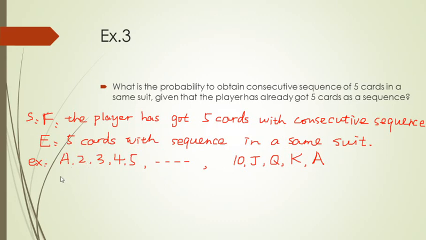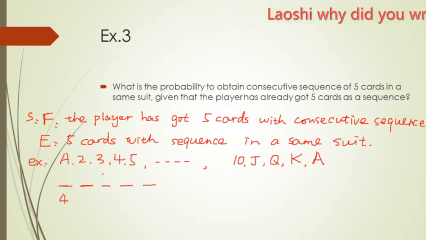So for example, for the Ace, that means you have 5 cards here. If you decide the first card is an Ace, you can have 4 different suits to choose from, right? You can have your diamond Ace, your heart Ace, like that. So you have 4 different choices. And when you decide the first card is an Ace, the other numbers I decide should be 2, 3, 4, 5, right?